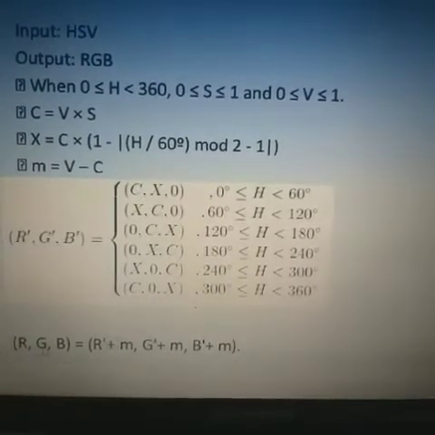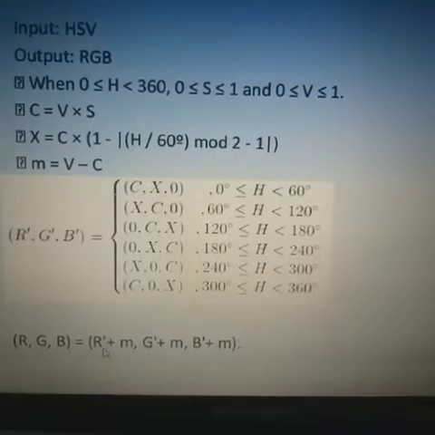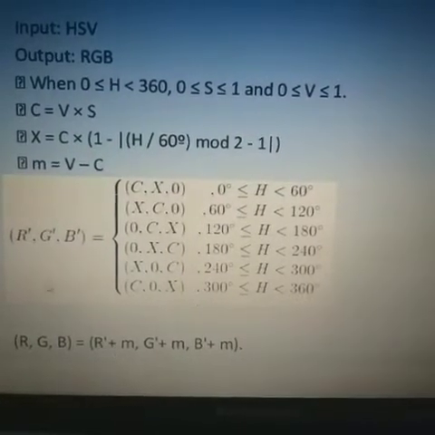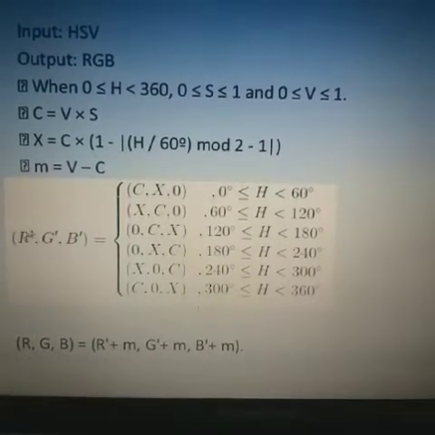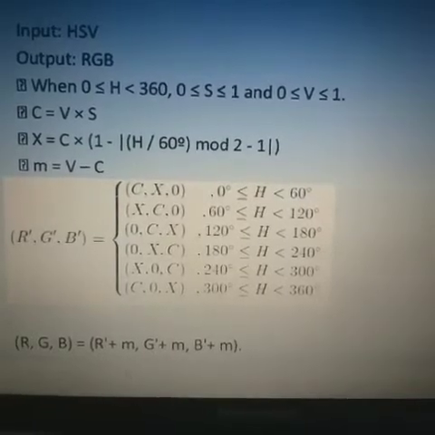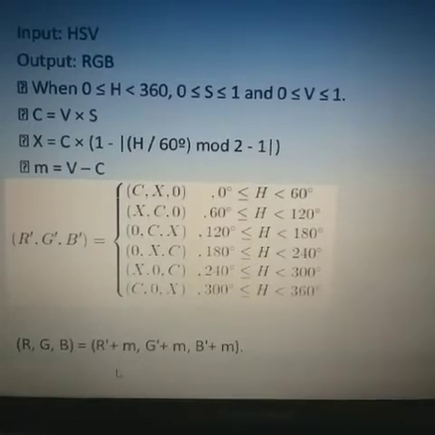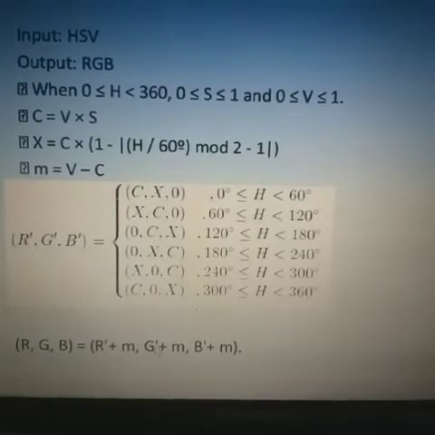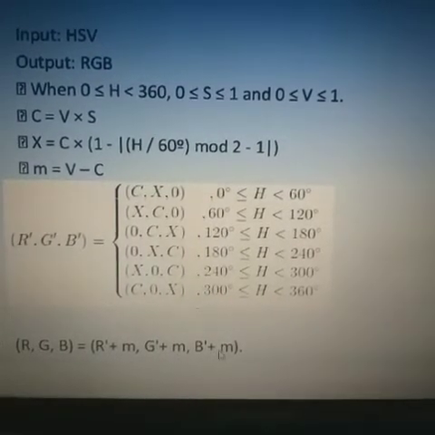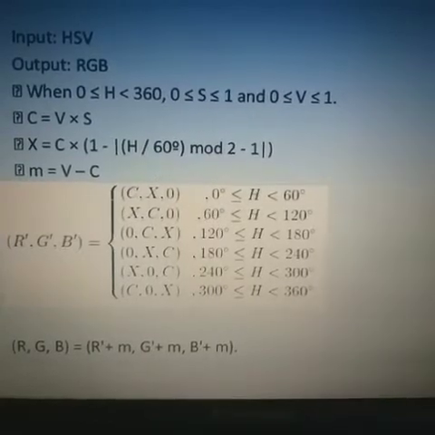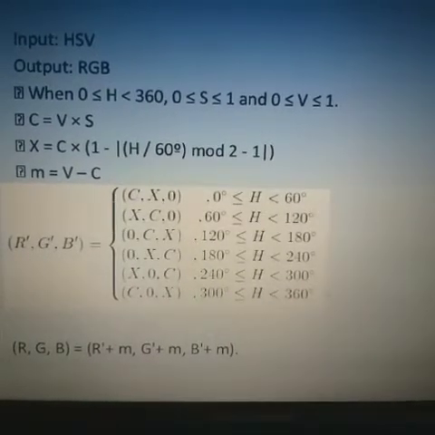For that purpose, we get the final RGB values by combining R dash plus M, G dash plus M, B dash plus M, which are the desired values for that angle.